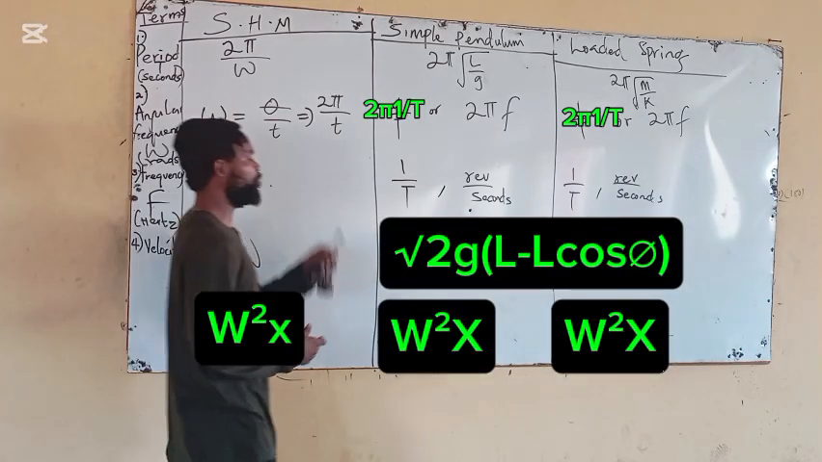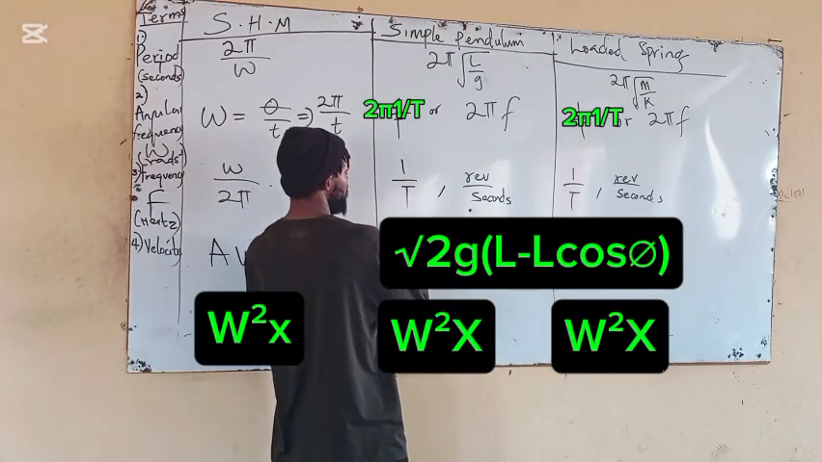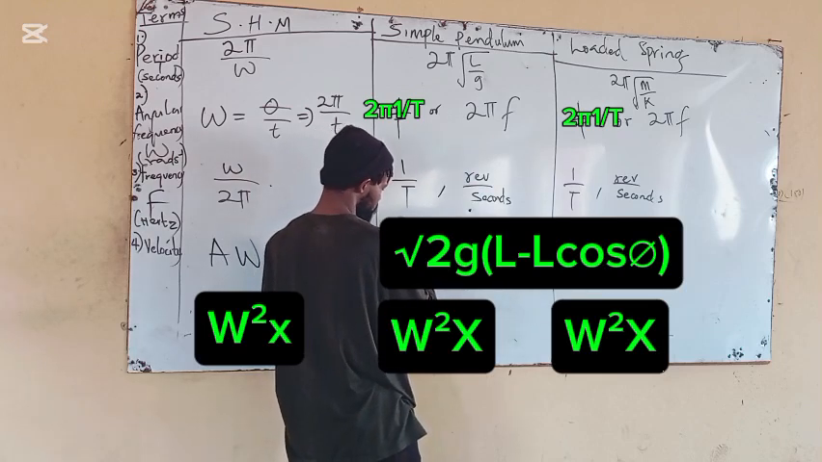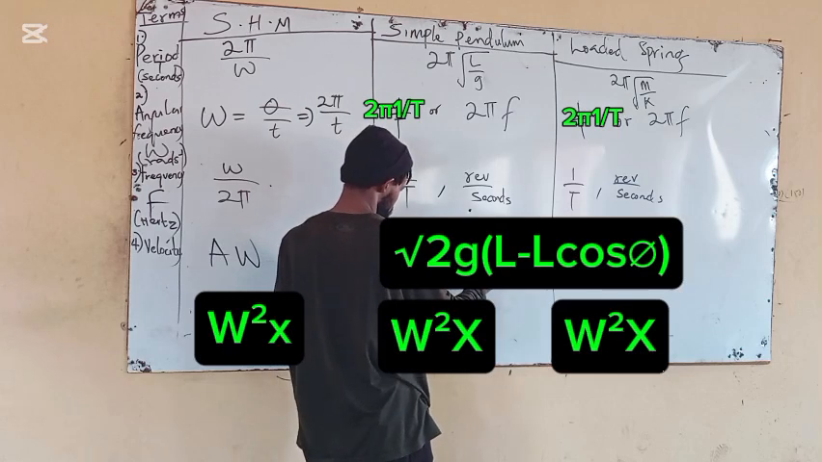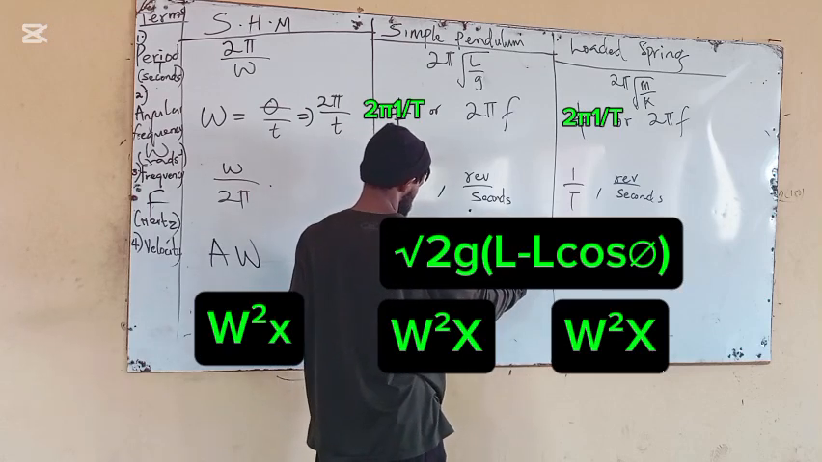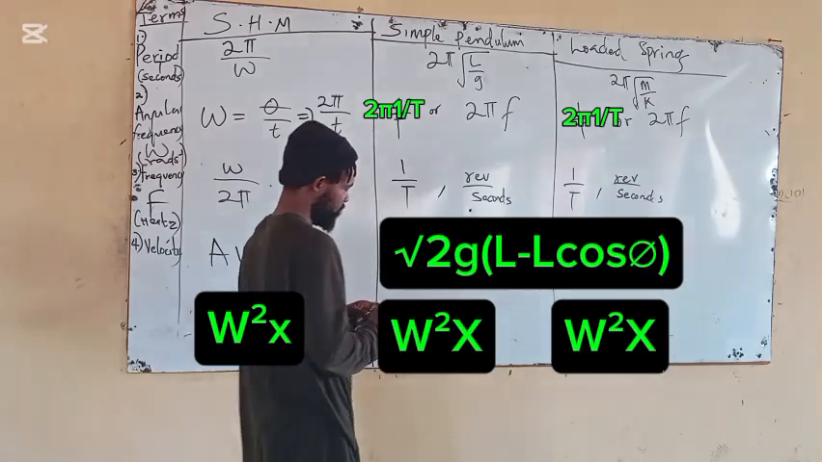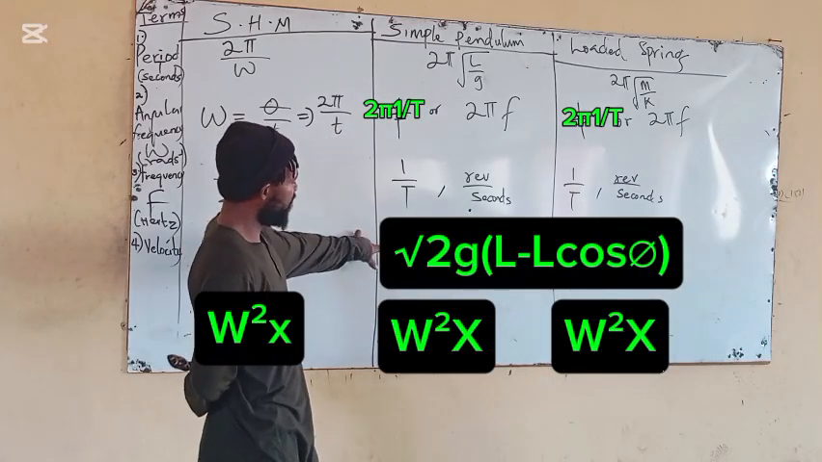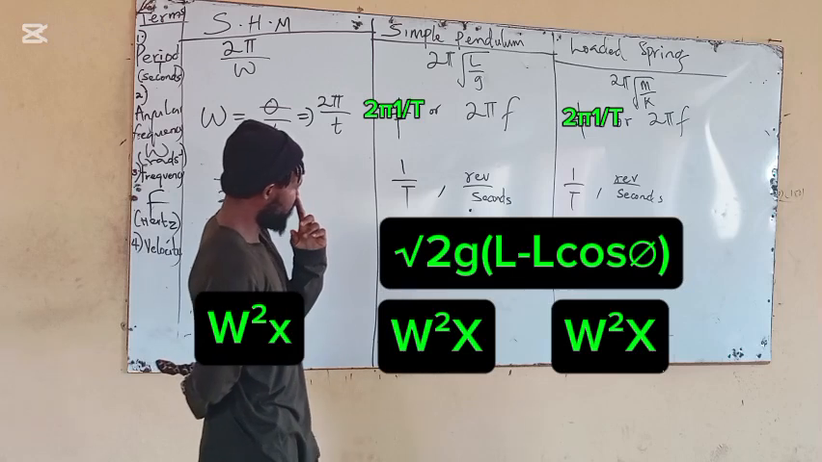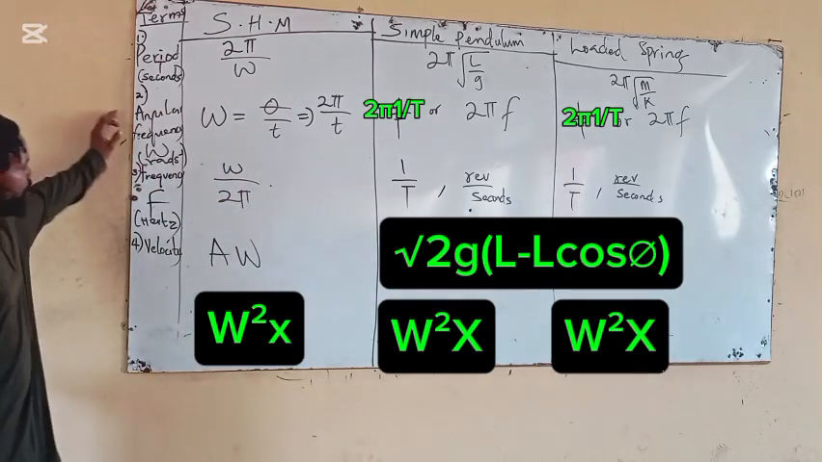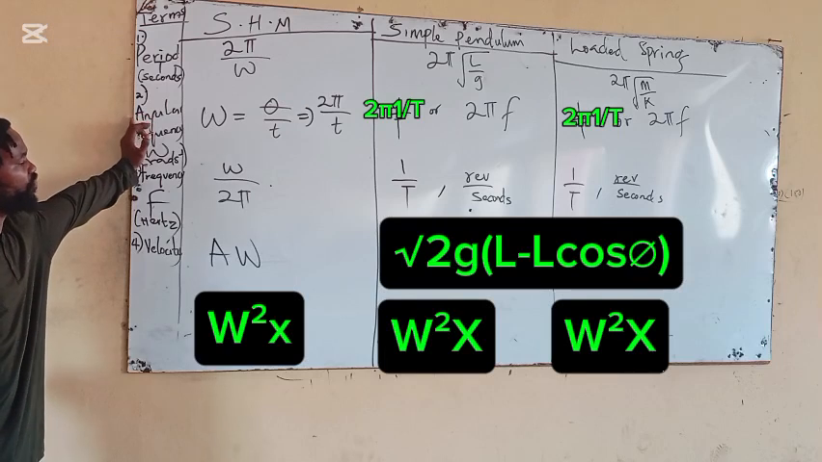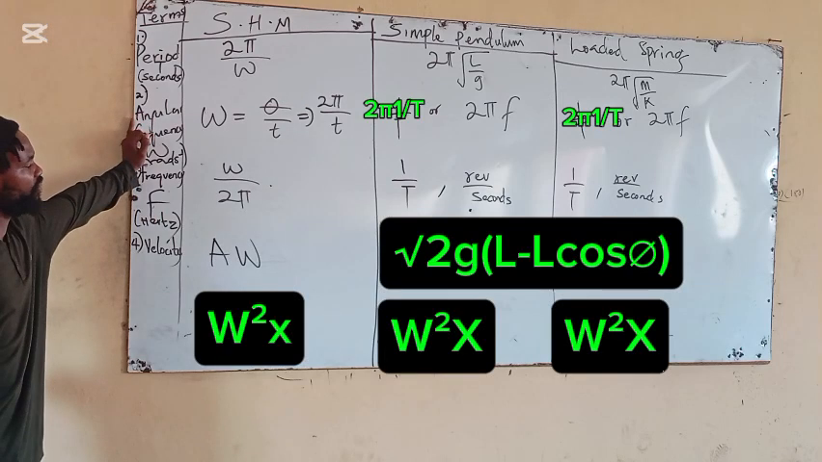Now, if it is simple pendulum, this is given by, if I'm not mistaken, yes. So this is given by A into L minus L cos theta. We'll still do that one for simple pendulum because remember today we have to solve questions. So A into L minus L cos theta.